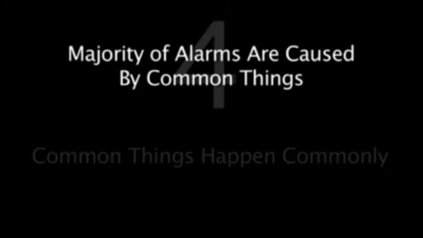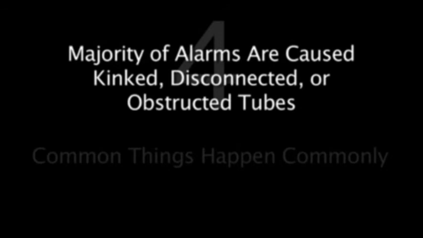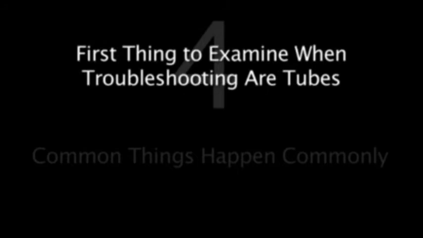Fourth, common things happen commonly. Common things are the most likely cause of the majority of the alarms. Most alarms occur due to kinked, disconnected, or obstructed tubes. Knowing this will really help you quite a bit in troubleshooting. The first thing you're going to look at are tubes. It could be the pressure monitoring tube, the jet tube, the purge tube, the T-tube, the conventional ventilator circuitry. Knowing this will really simplify troubleshooting.